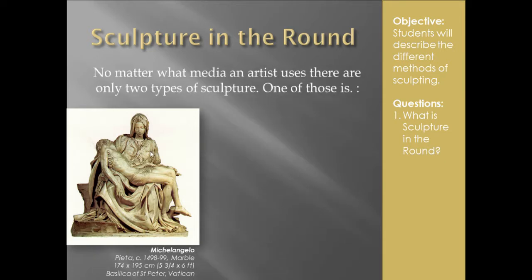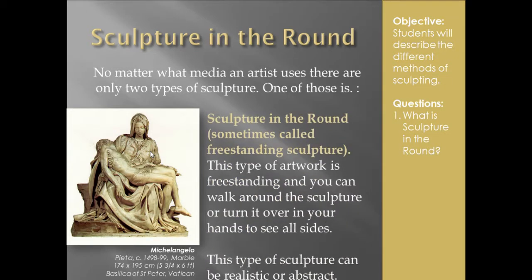Now, this is also what's considered a sculpture in the round. And that is sometimes called freestanding sculpture. This type of artwork, you can walk around it. You could turn it over in your hands if it's a smaller sculpture, and it's designed to be seen all the way around. This type of sculpture can be realistic, as you see with the Pieta, or it could be an abstract form as well.